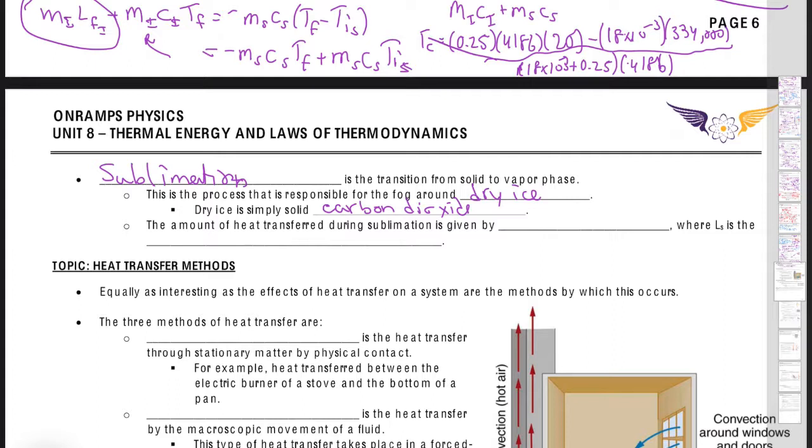And so for the amount of heat transferred during sublimation, the equation just simply goes from being MLF or MLV to just MLS. So there is what is called a latent heat of sublimation as well. And if it's not given to you, you can look it up, but you may have to solve for it. Okay. So the last thing that we're going to talk about, because really this is 8.2, is how do we transfer that heat, and how does that affect our everyday life?